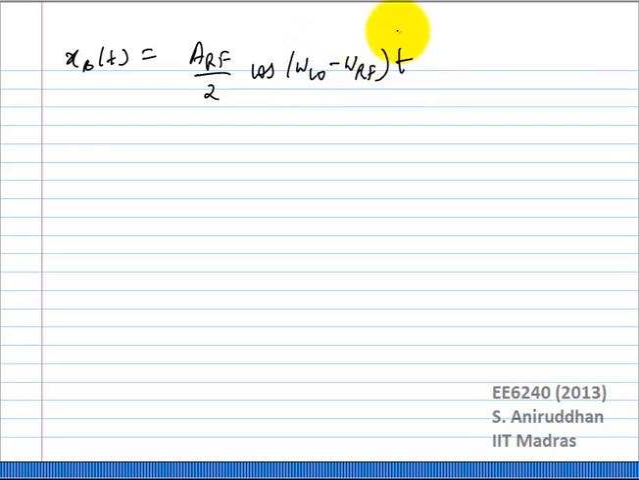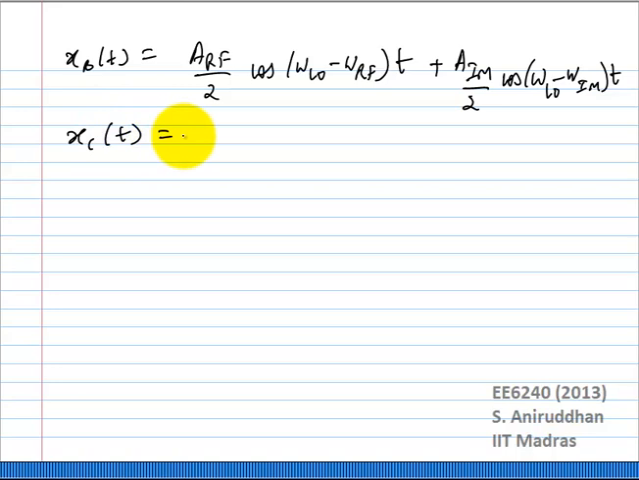Similarly at B, XB of T will be nothing but ARF by 2 cos of omega LO minus omega RF T plus AIM by 2 cos of omega LO minus omega IM T. And XC of T is the 90 degree phase shifted version of XA of T.